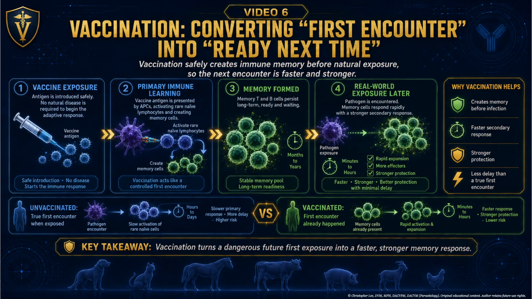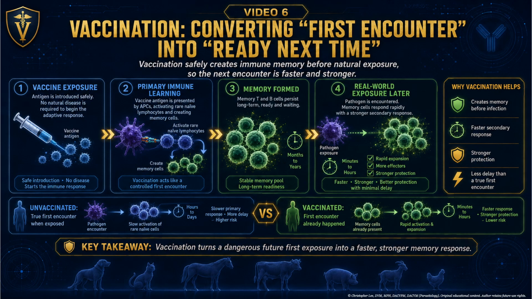This is where vaccination fits into the story. Vaccination is not just about putting antigen into the body. The goal is to create immune memory safely before the animal encounters the real pathogen. The vaccine introduces antigen in a controlled way. APCs present that antigen. Naive lymphocytes that recognize the antigen are selected and activated. Those cells expand, differentiate, and generate memory T cells and memory B cells. Then later, if the real pathogen appears, the immune system behaves as though it's already seen that threat before. It is not starting from a tiny naive pool, it is starting from memory.